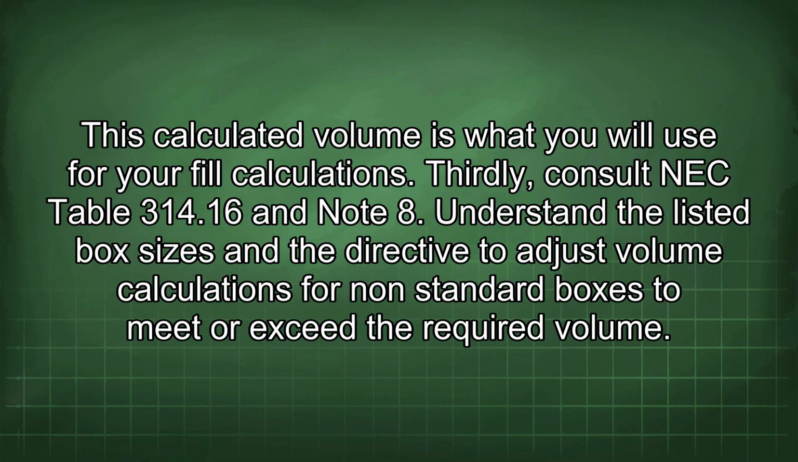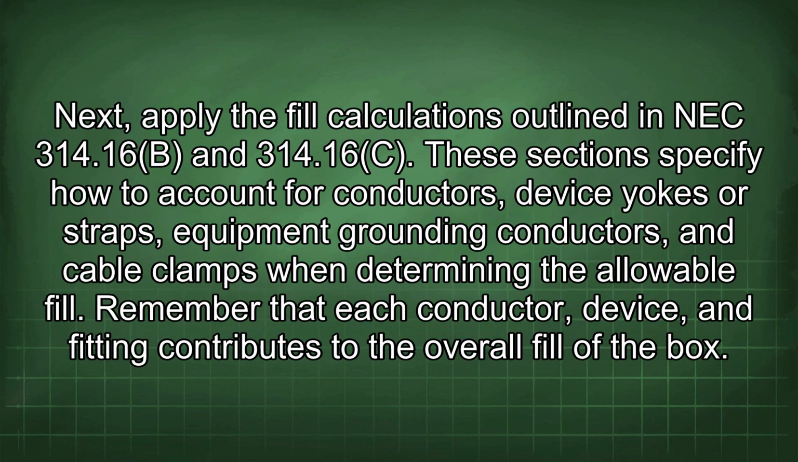Thirdly, consult NEC Table 314.16 and Note 8. Understand the listed box sizes and the directive to adjust volume calculations for non-standard boxes to meet or exceed the required volume. Next, apply the fill calculations outlined in NEC 314.16(B) and 314.16(C). These sections specify how to account for conductors, device yokes or straps, equipment grounding conductors, and cable clamps when determining the allowable fill. Remember that each conductor, device, and fitting contributes to the overall fill of the box.